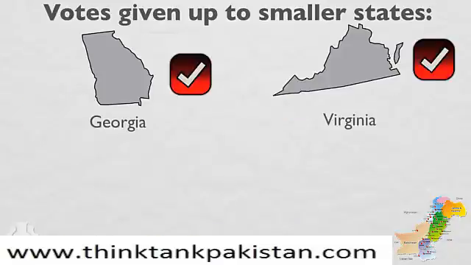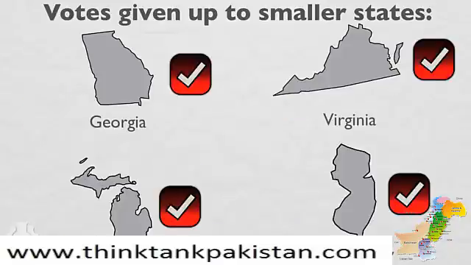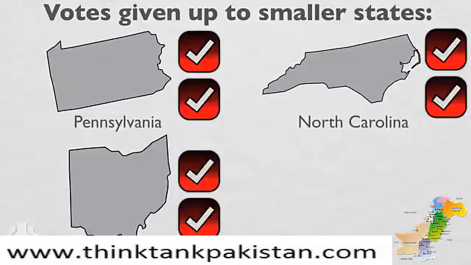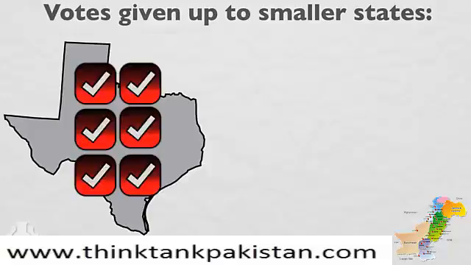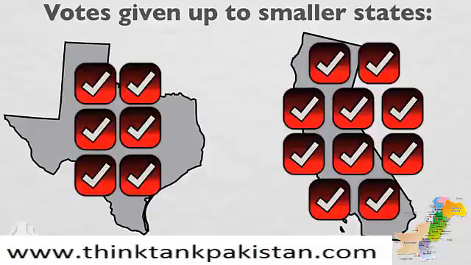So Georgians, Virginians, Michiganders, and Jerseyites are each missing 1 vote. Pennsylvanians, North Carolinians, Ohioans, and Hoosiers are missing 2, Floridians are missing 4, New Yorkers 5, Texans 6, and Californians are 10 votes short of what they should get.